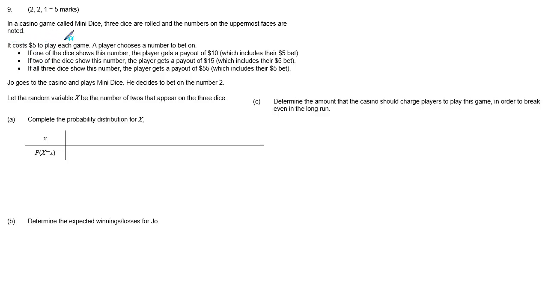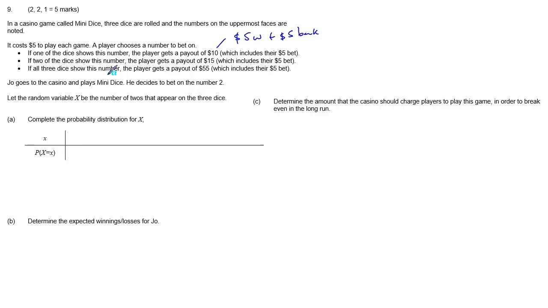In a casino game called mini dice, 3 dice are rolled and the numbers on the uppermost faces are noted. It costs $5 to play each game. A player chooses a number to bet on. If one of the dice shows this number, the player gets a payout of $10, which includes their $5 bet. So actually they're getting $5 winnings and their $5 back.